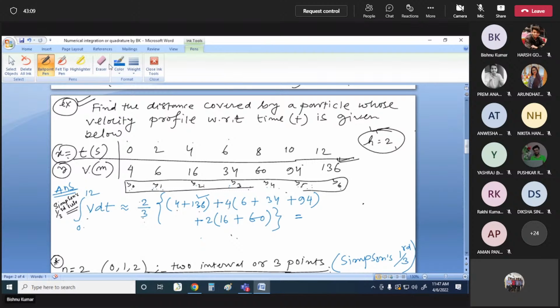And Simpson 3 by 8 rule will give you the value of this integration, this integration sum, this integration value.